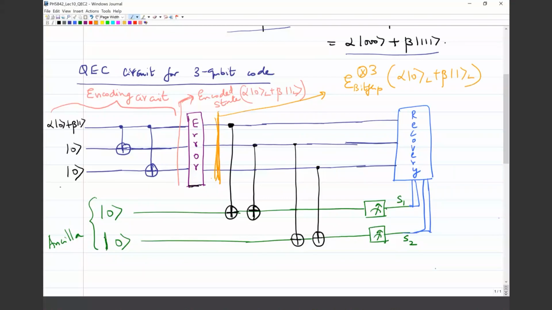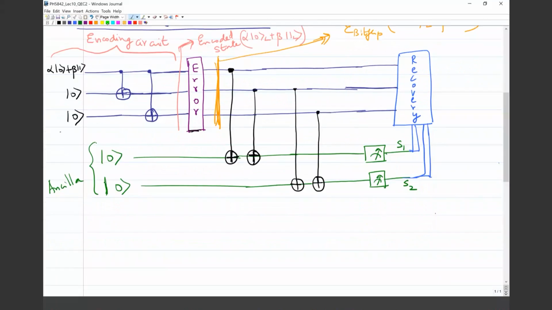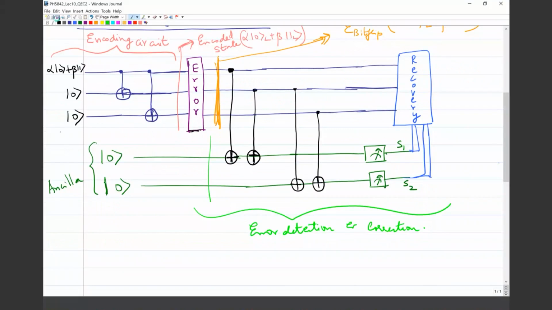And now the question is, what do we do next? So the next part of this circuit is the so-called syndrome extraction circuit. So now comes the second part of this circuit, and this is the error detection and error correction part, right? So from here on, what you have is error detection and correction. And how do we do that? We have to first extract these two classical bits, which are called the syndromes.